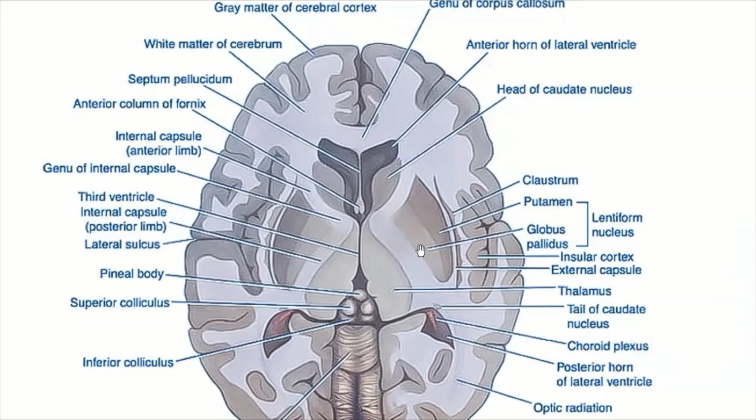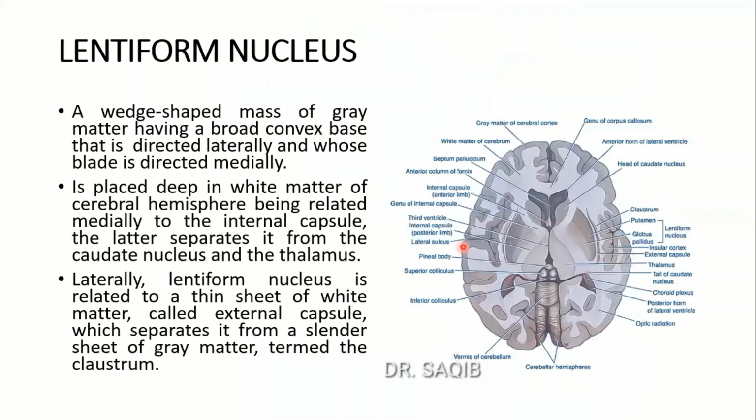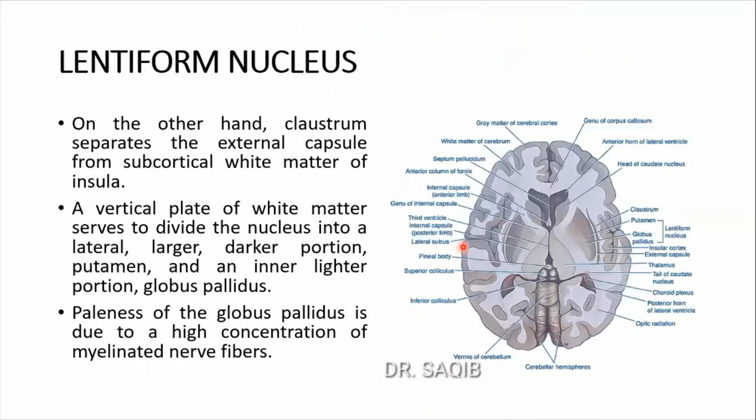First of all, you see, this is the lentiform nucleus, and lateral to that is the external capsule, which is a white matter, slender sheet. Lateral to the external capsule is the claustrum, which is a gray matter slender sheet. And lateral to that is the insular cortex, the insula, gray matter. The claustrum separates the external capsule from the subcortical white matter of the insula.